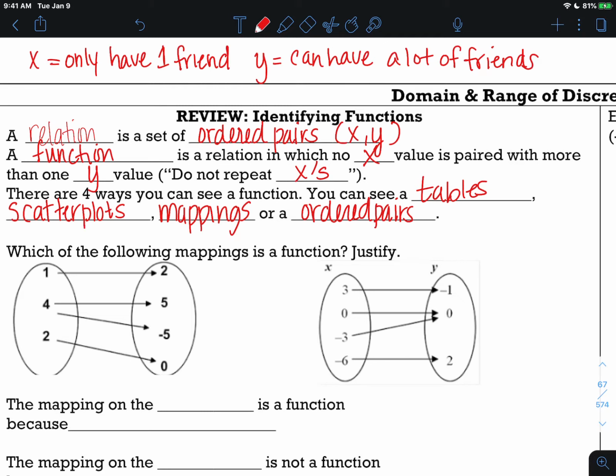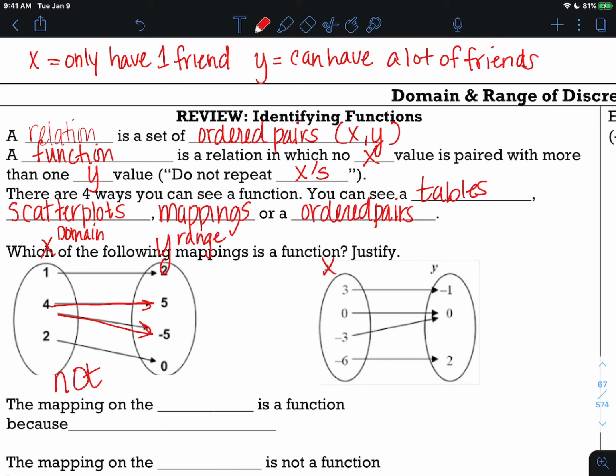So let's look at this first one. It looks like 1 goes to 2, 4 goes to 5, 4 also goes to -5, 2 goes to 0. So my rule is that x can only have one friend. Every time you see a mapping, it will always be x's on the right, y's on the left. X is sometimes called my domain. Y is sometimes called my range. There's lots of different words. You know how people in math like to make things difficult. So over here, when I'm looking at my x's, I notice, wait a second, this 4 has 2 friends. This is not a function.